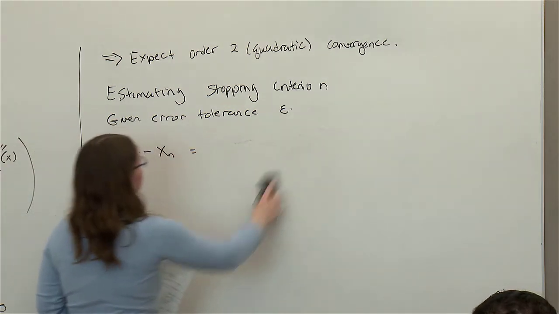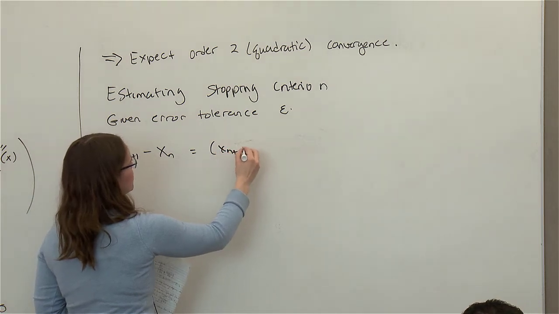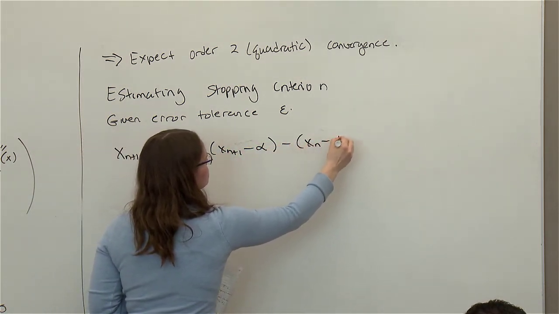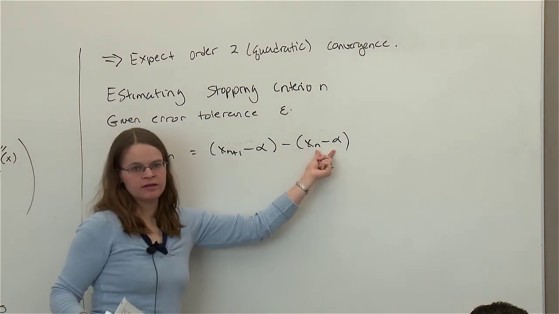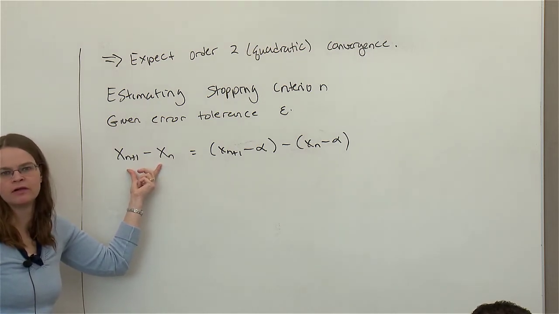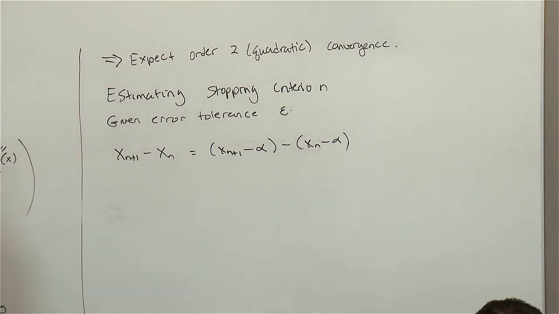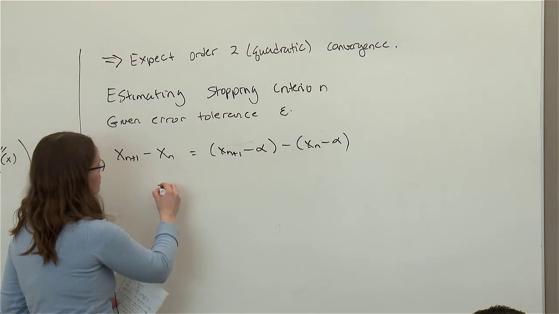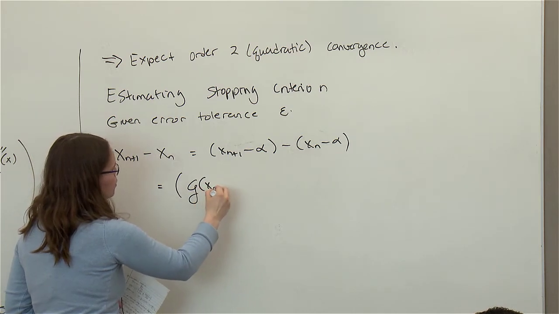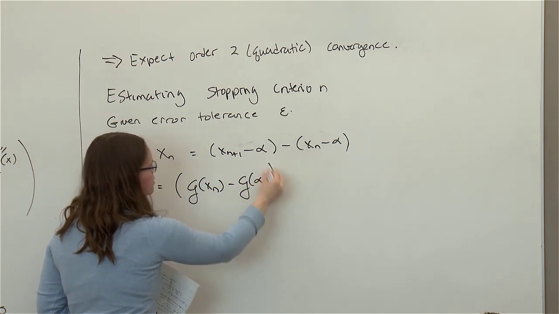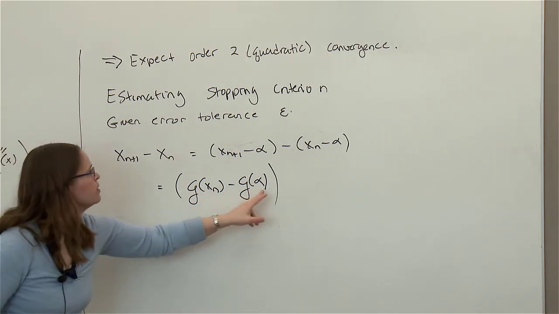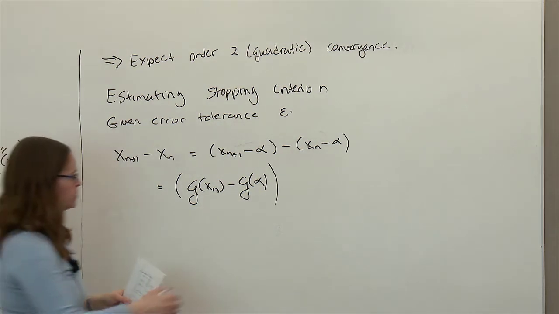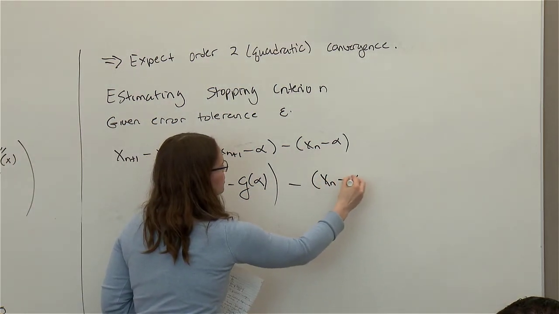Actually, let me take this back up a step. Let me write this in terms of the actual errors. These are the things we want to estimate, but this is what we actually know. All I can tell you is how much the method changed things from one step to the next. So this we know. We write in our method. This came from plugging in my old guess. Alpha is a fixed point. And I'll compare it to my old error.